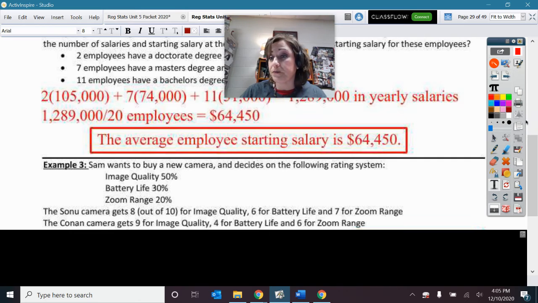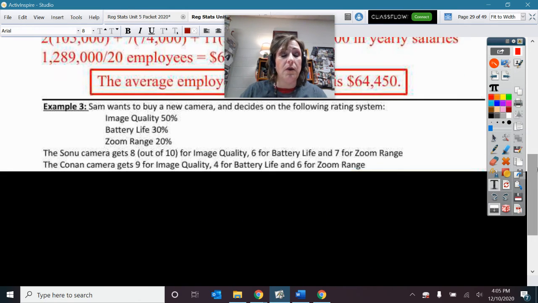Well, what's their total overall? So I want you to try that right now. Get a total of an overall score for Sonu and the total overall score for Conan, and then we'll compare those and see which has the better rating. So try that now.